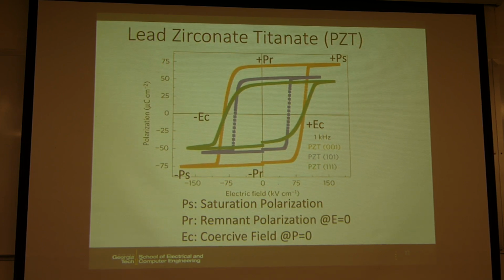So this is how a typical PE loop looks like for PZT. There are a few important points on this PE loop. The first one is the saturation polarization, which is the maximum polarization you can get. The second one is the remnant polarization, which is the P value at which E is 0.